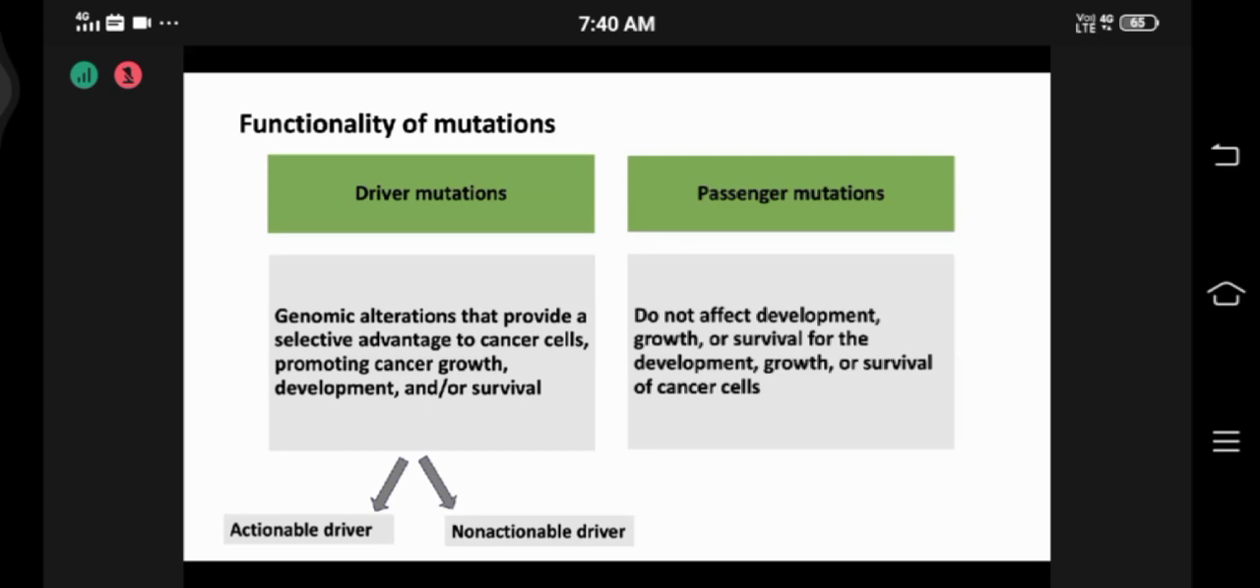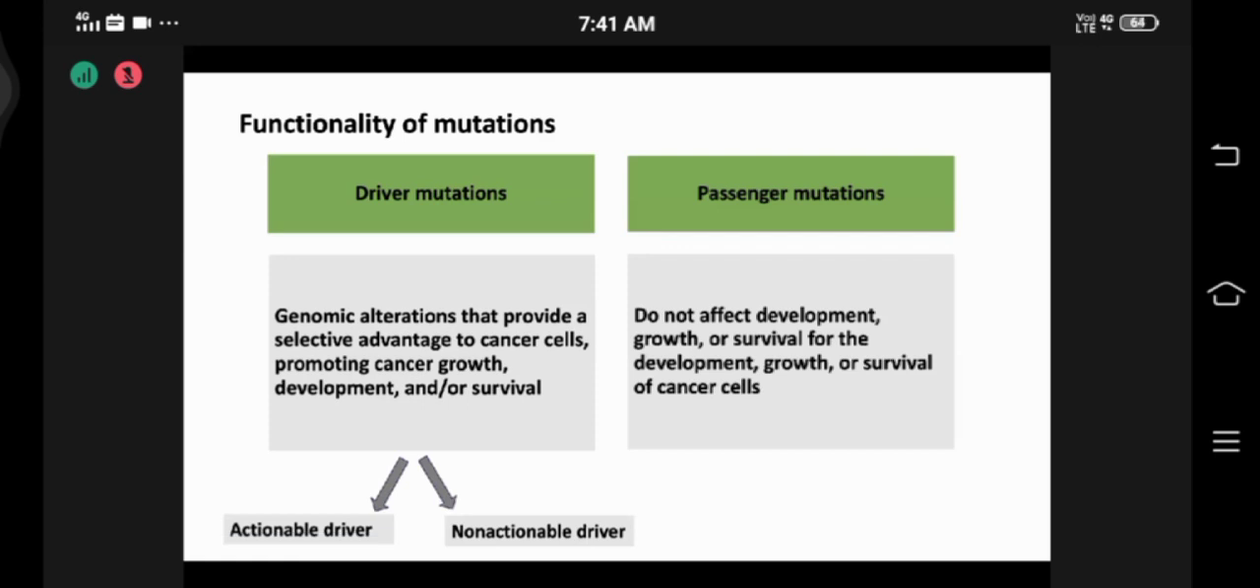In driver and actionable and non-actionable is important. Passenger mutations, now these are the mutations you find maximum in the report. So when you do a sequencing, you find a lot of mutation information, and most of these are passenger mutations. They do not affect the development, growth, or survival of the cancer cell.